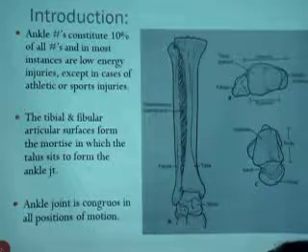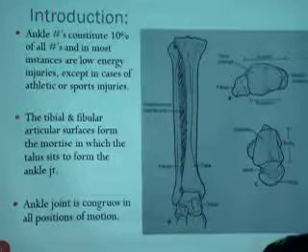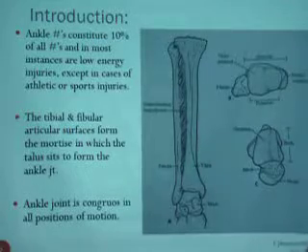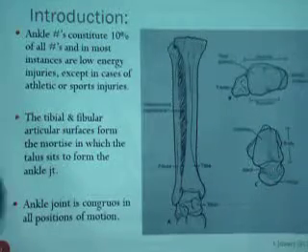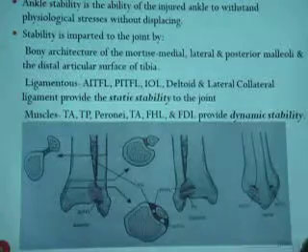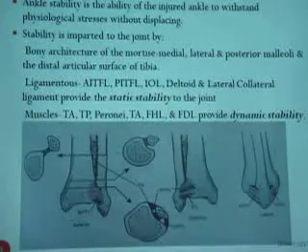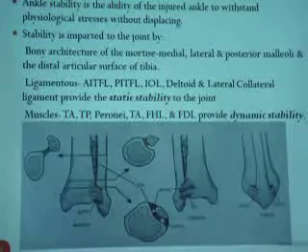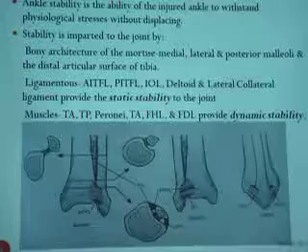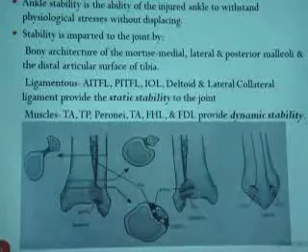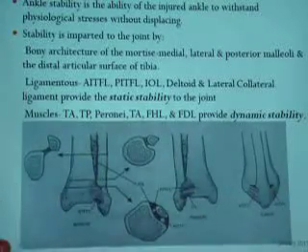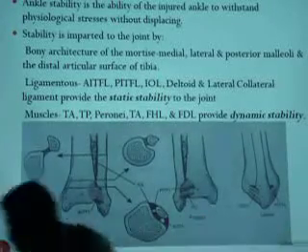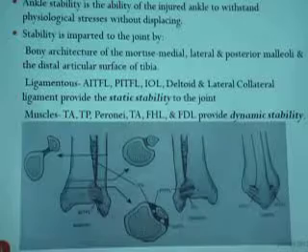The tibial and the fibular articular surfaces form the mortise in which the talus sits to form the ankle joint. Ankle joint, as you all know, is congruous in all positions of motion. Ankle stability is the ability of the injured ankle to withstand physiological stresses without getting displaced. Stability is imparted to the joint by the bony architecture of the mortise, which is formed by the medial, lateral, the posterior malleoli, and the distal articular surface of the tibia.